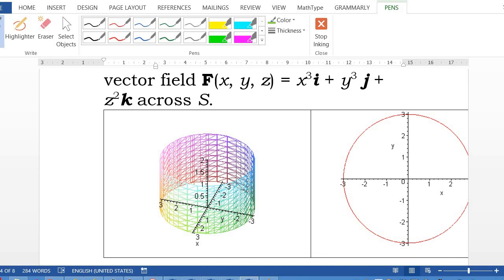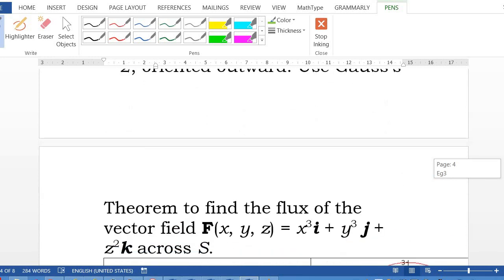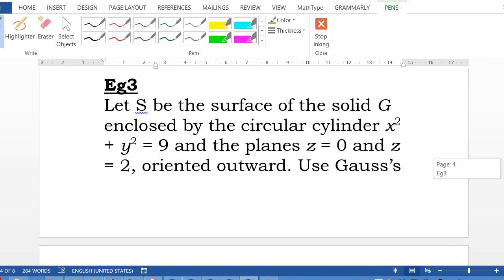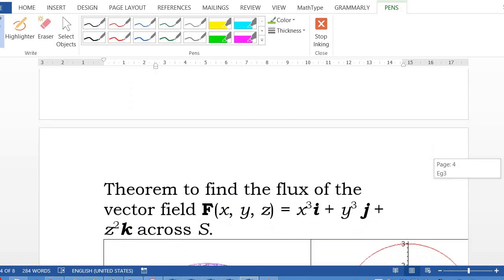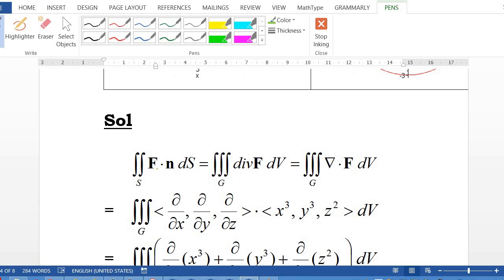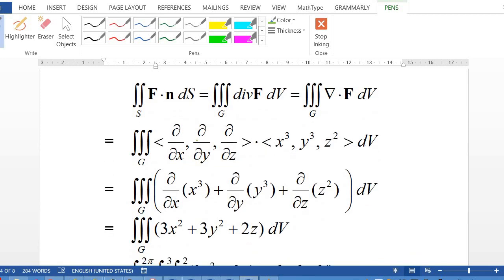The cylinder is bounded from z equal to 0 and z equal to 2. Hence, it is closed and the flux is oriented outward. Then we can use the Gauss theorem: the flux integral equals the triple integral of the divergence of F dV. So del dot F is ∂/∂x i plus ∂/∂y j plus ∂/∂z k dotted with the vector F, which is x cubed i plus y cubed j plus z squared k.